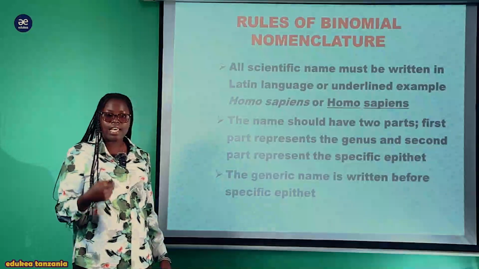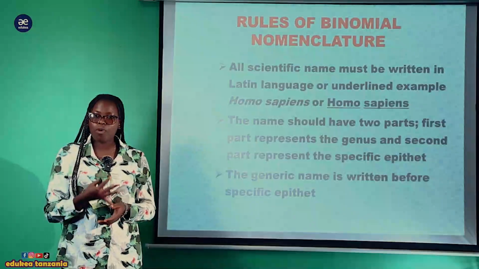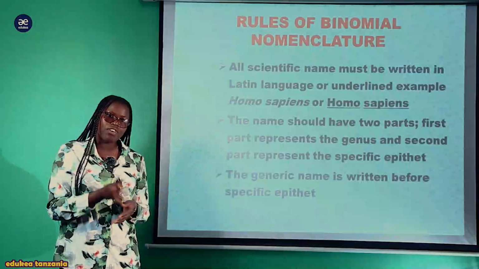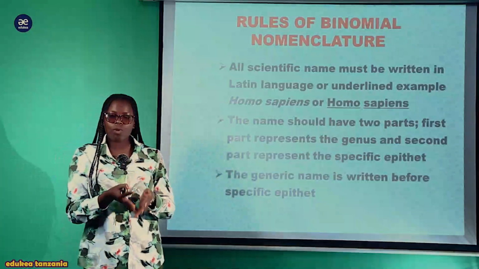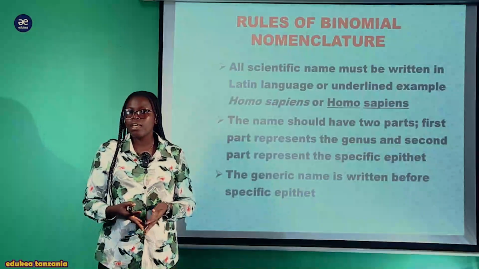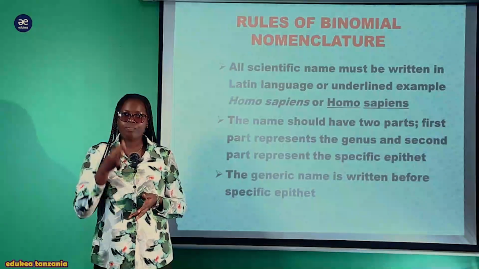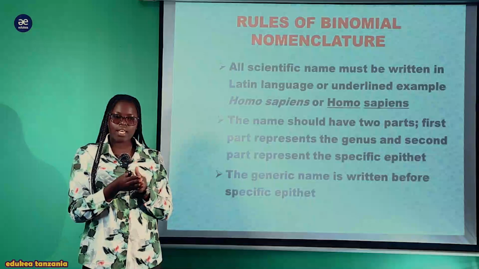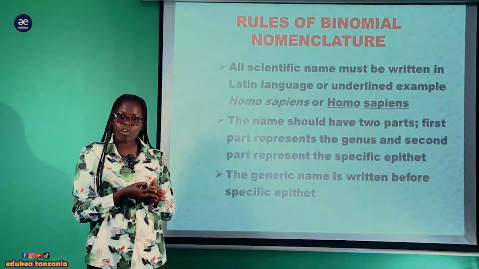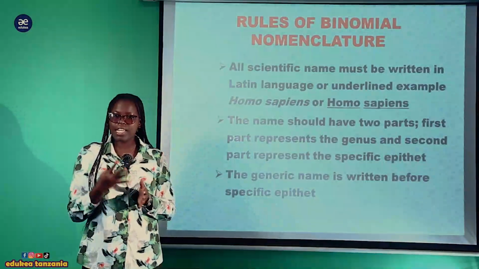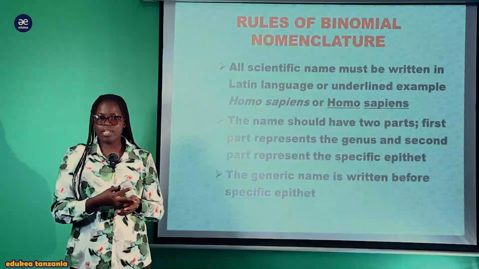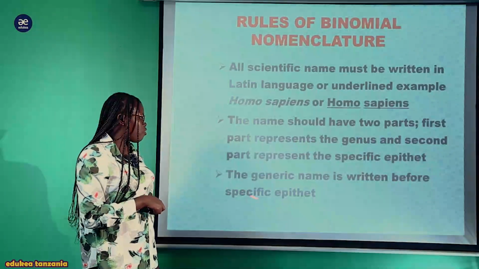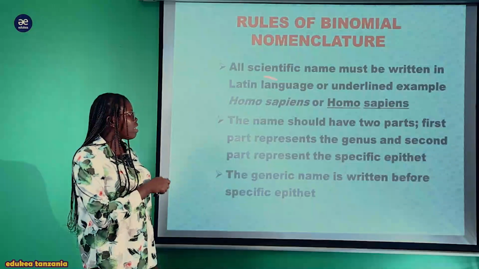For example, the scientific name for maize is Zea mays. So there, Zea stands for the genus and mays stands for the specific epithet. Also, the generic name is written before the specific epithet. As you see in our example, we must start with the generic name, and after that it is followed by the specific epithet.